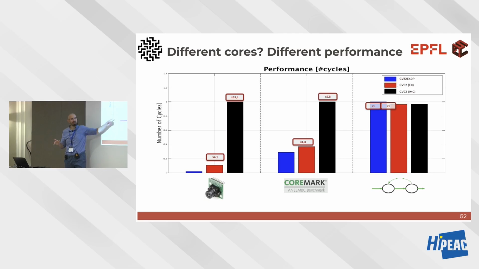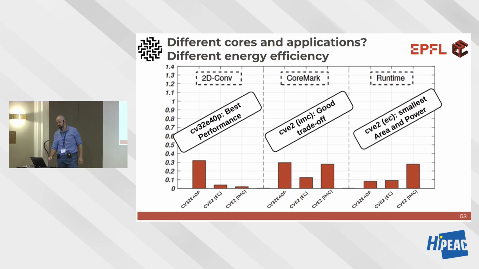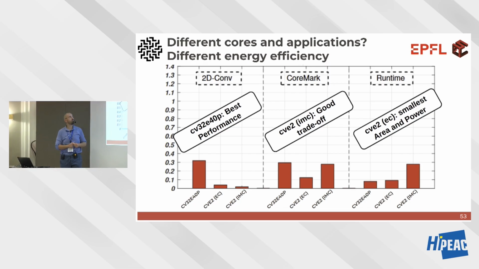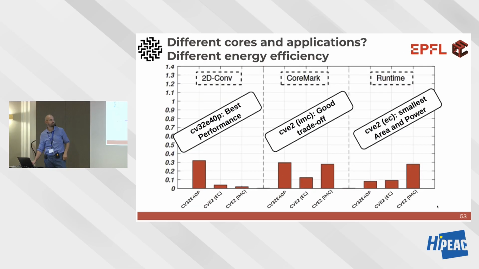So being faster doesn't mean being more energy efficient. It depends. It depends if my speed compensates for the increase of power. If it doesn't, I lost the bet. I lost the trade-off. In this case, yes, I'm not consuming more than 6 times, so I'm more energy efficient when I do the convolution, but I'm not when I do the CoreMark, because it's only 1.3 times. I'm 30% faster. Not enough to compensate the power.